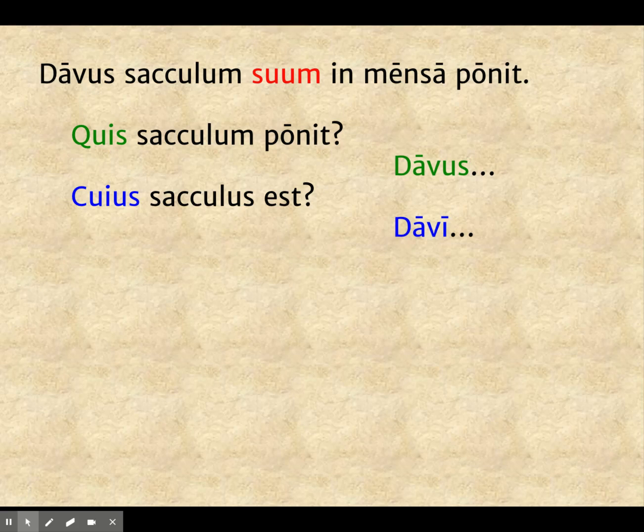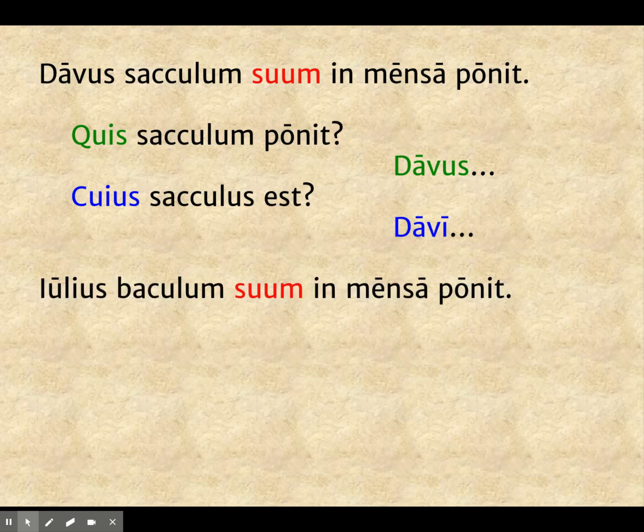So you're getting the idea here? When I say quis, you give me the name of the person who is the subject, nominative. When I say cuius, you give me the owner of the item in the genitive case. Possessive. Looks plural, but it's not.